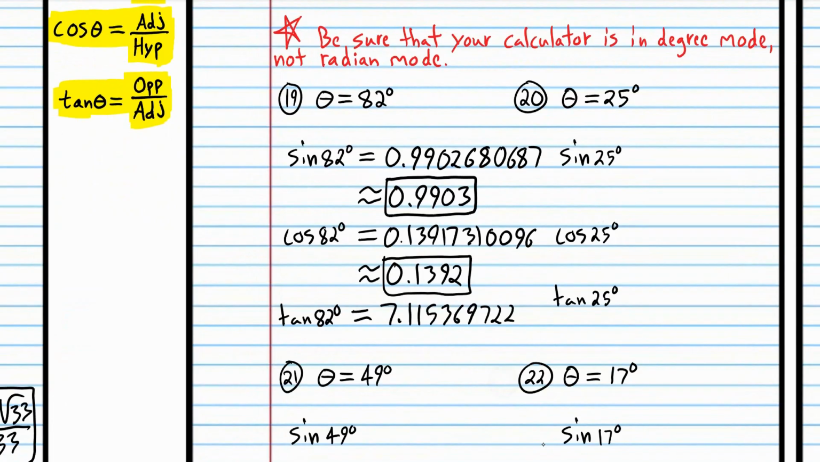Again, the ratio is the same no matter how big or small the triangle is. We just define that angle as 82, and then we can get the ratio. So now we have 1, 2, 3, 4, and we go over to the 6, and that tells us to round up. So it becomes 7.1154.